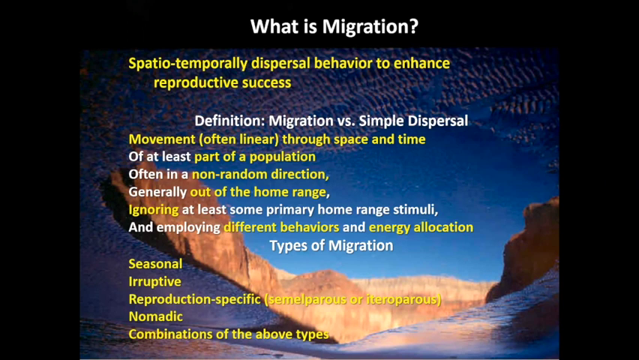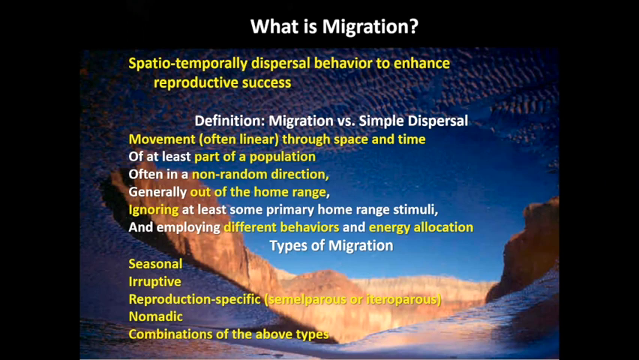They may not know it because a lot of it's genetically controlled, but they're moving to an environment where they can enhance their reproductive success by surviving harsh conditions and then returning to a productive landscape, as birds do in leaving the cold winter environment here in northern Arizona and heading into Mexico. But there are several forms of migration.